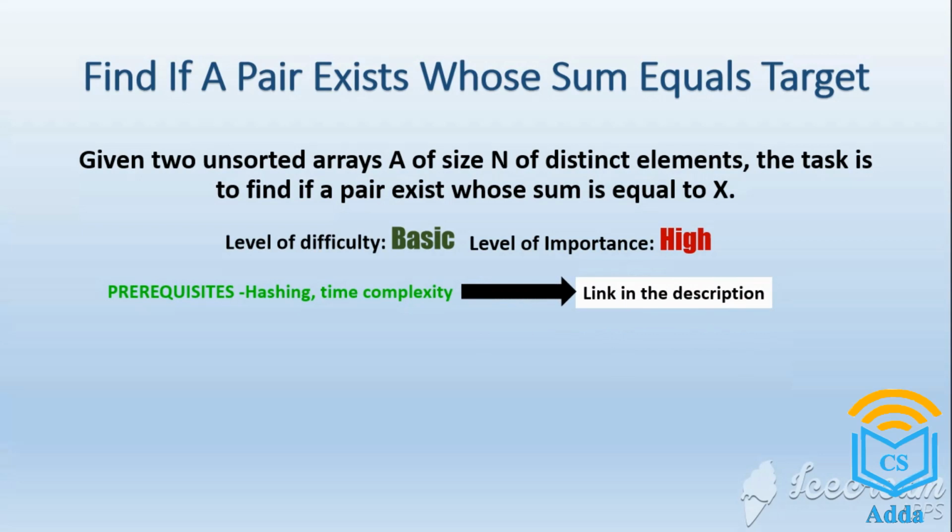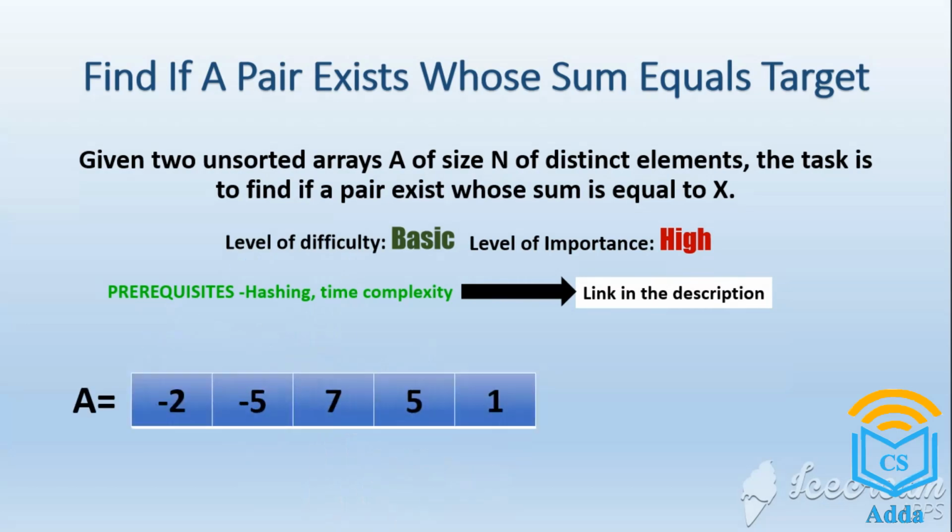So we have a problem statement where we need to check if a pair exists in a given array whose sum is equal to a number taken as input. So let's assume that we have an array with elements like -2, -5, 7, 5, 1. And we also have a user input x which is equal to 0. Now we have to check whether there exists a pair whose sum is equal to 0 or not.